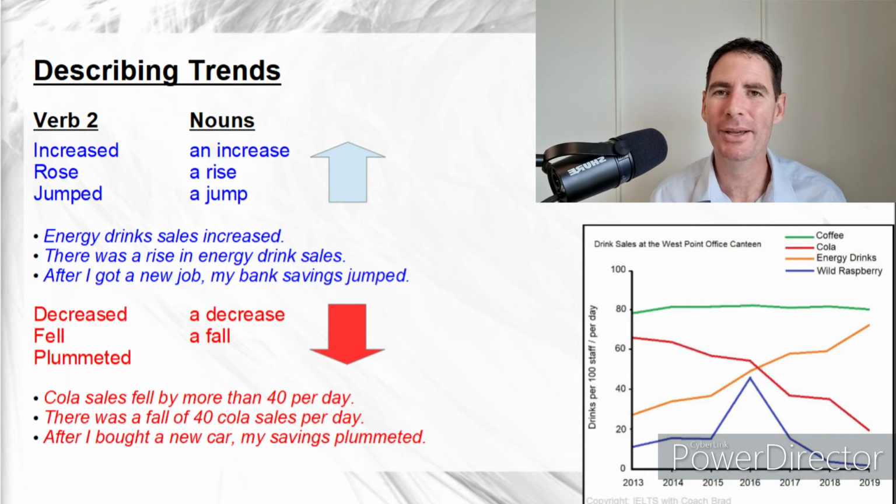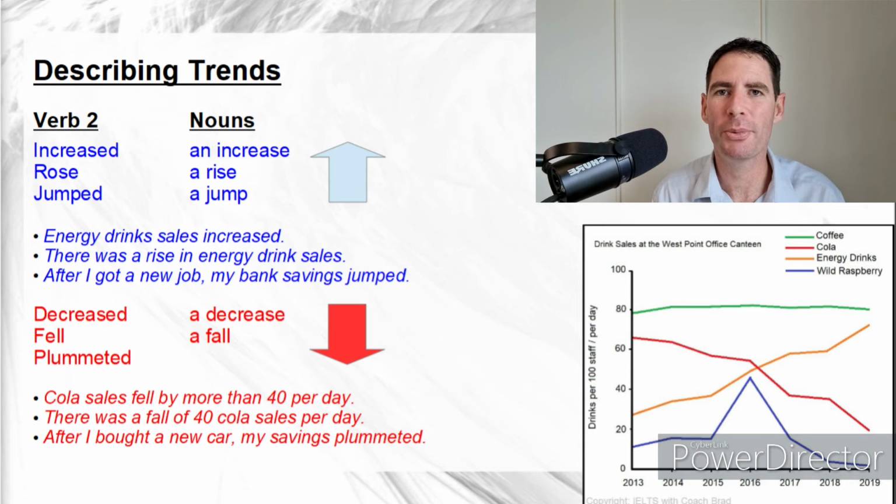trends. Going up, going down is very boring, very simple. You will get a low score. For going up, some options are rise or rose, increase, increased, jump, jumped. For going down, decrease, dropped, dipped, fell, and plummeted, which is going down very quickly.